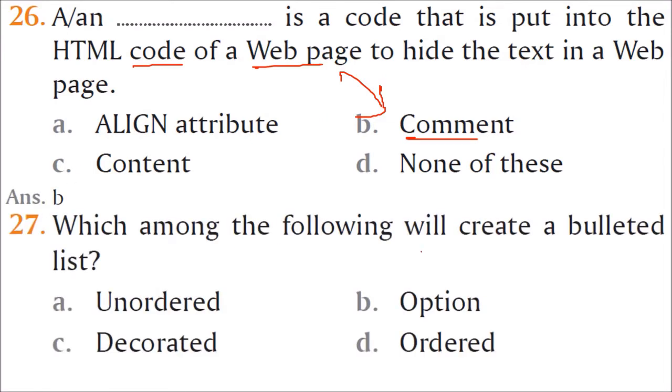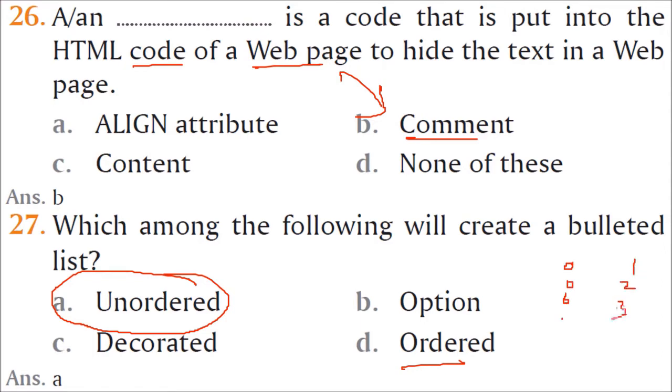Which among the following will create a bulleted list? Unordered, decorated, option, ordered. The answer is unordered, because unordered will give you bullets, ordered will give you numbers, right? And these two are not there.